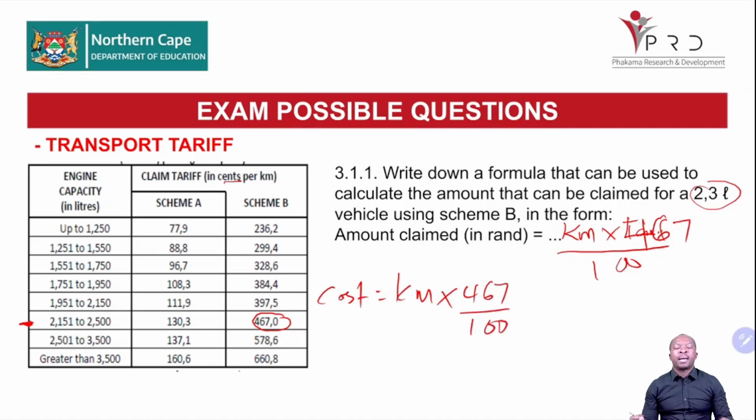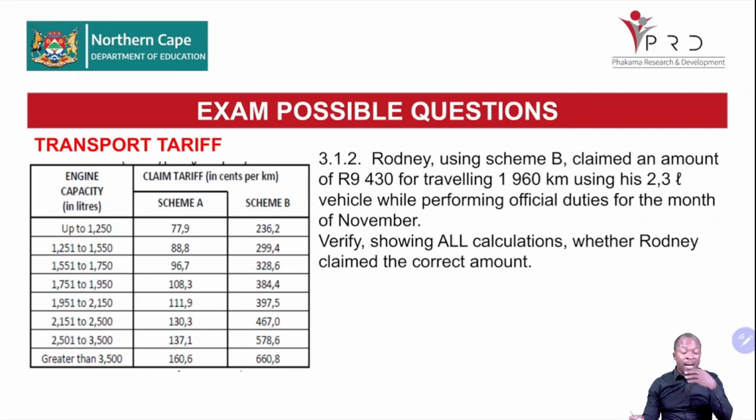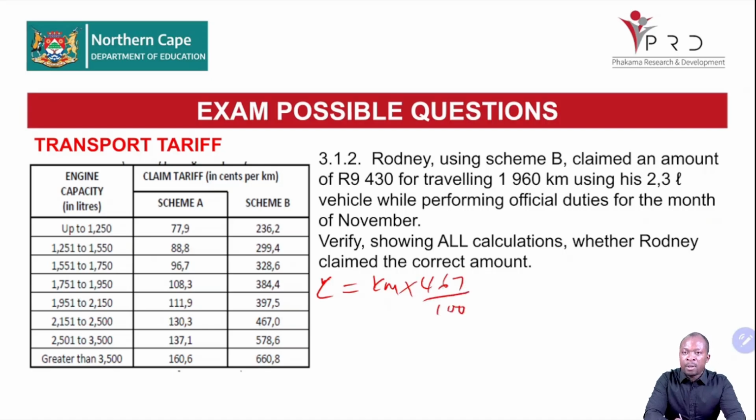Why are we dividing by 100? Because we want to find out the amount in rand. The examiner says we must write our amount in rand. That's why we do that. Now that we have our formula, which is: cost equals kilometers traveled times 467 over 100. Now somebody traveled 1,960 and went and claimed this much. So the examiner wants us to verify. Therefore, we are going to say 1960 times 467 over 100.